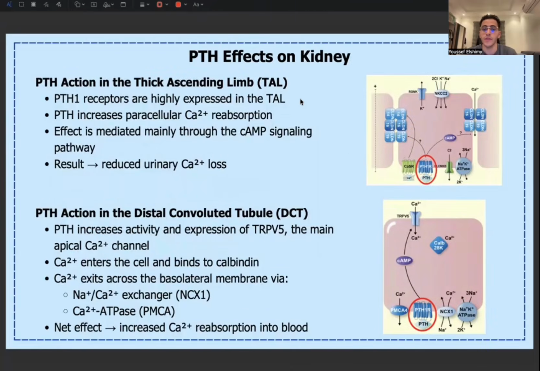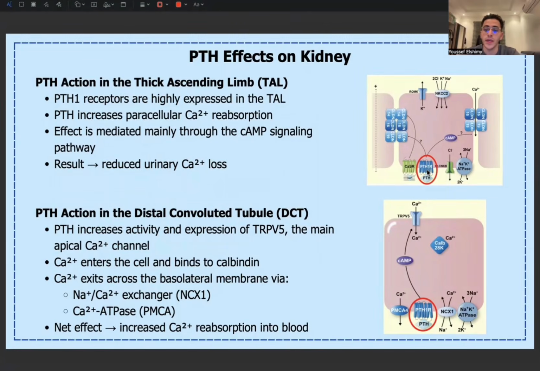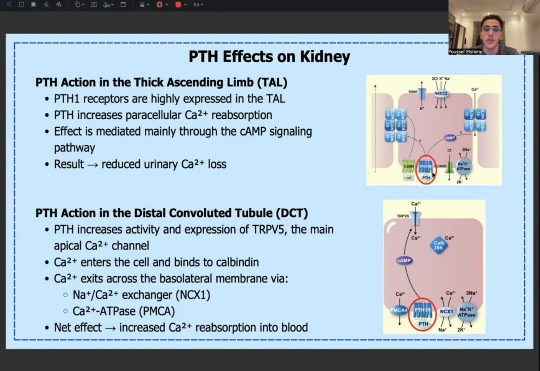We have another effect of PTH on kidneys. We have effects on the thick ascending limb as well as the distal convoluted tubule. We mentioned that PTH binds to the PTH1 receptor, which is highly expressed in the thick ascending limb. So what happens is that PTH increases the paracellular reabsorption of calcium in the kidney, and this is mediated by cyclic AMP. PTH binds to the PTH1 receptor, this leads to increased cyclic AMP, and this would favor calcium reabsorption paracellularly. As a result, there will be more reabsorption and reduced urinary calcium loss.